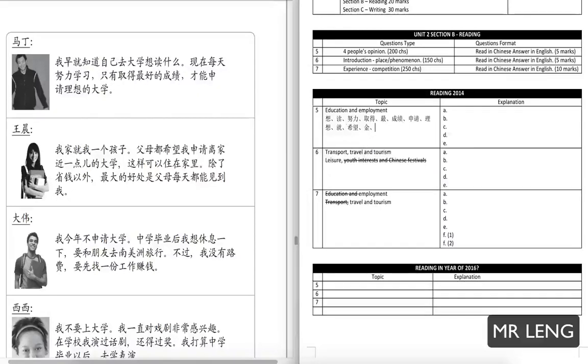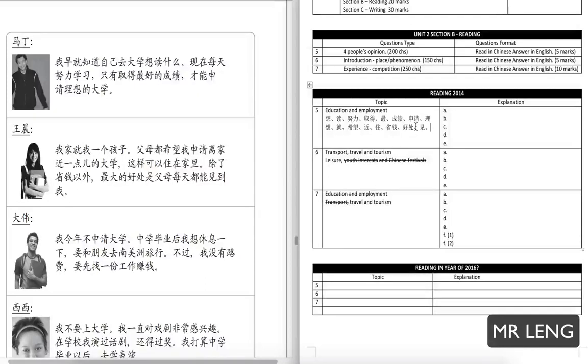近 close to, 住 live at, 省钱 saving money, 好处 advantage, 见 see. Okay, the second person is just one child. Parents told me to stay at home because it's close and I live at home. It's money saving, and the other advantage is that I can see my parents every day.